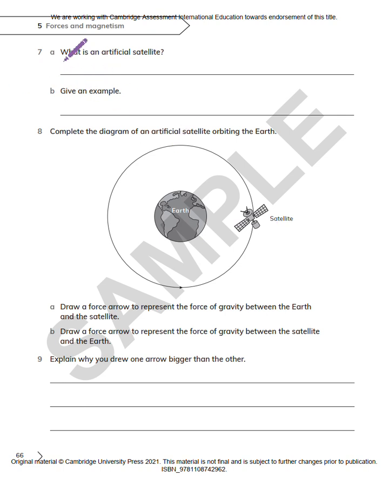Question 7. What is an artificial satellite? Give an example. So an artificial satellite is a satellite that humans have built. An example of that is the ISS, or the International Space Station.